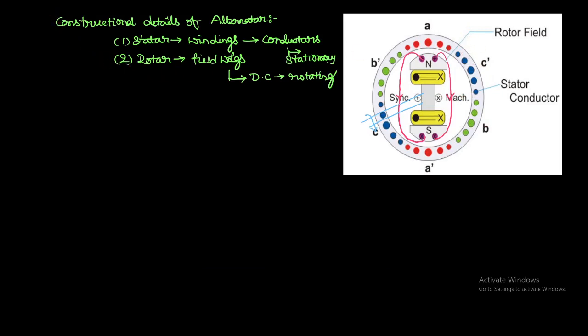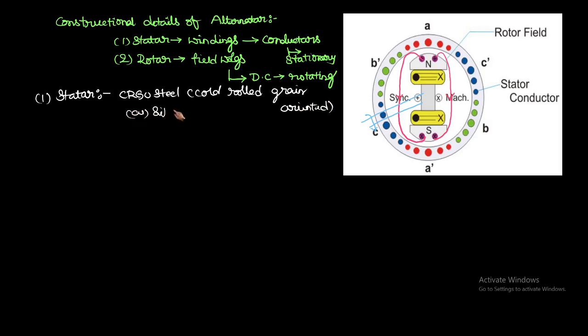Let us discuss each and every part of the alternator. First, let us take the stator. The stator is made up of CRGO steel. CRGO means cold rolled grain oriented. The same grain oriented material is used for transformers also. Or sometimes we use silicon steel.